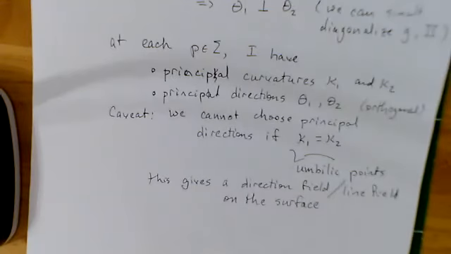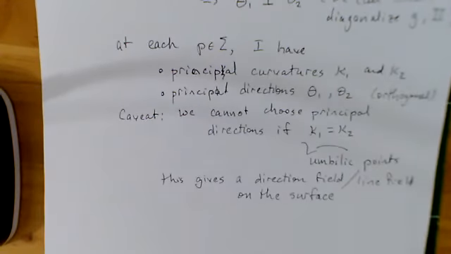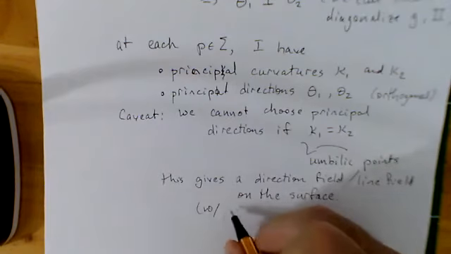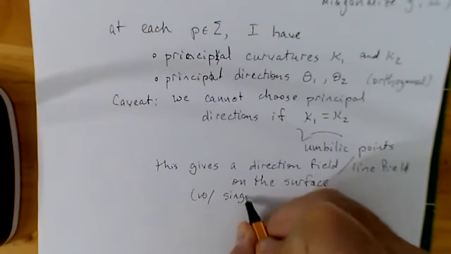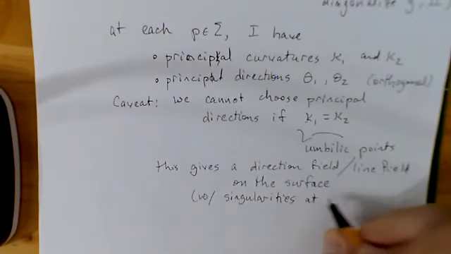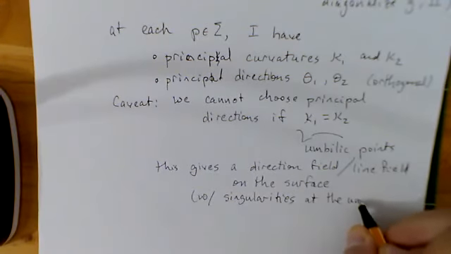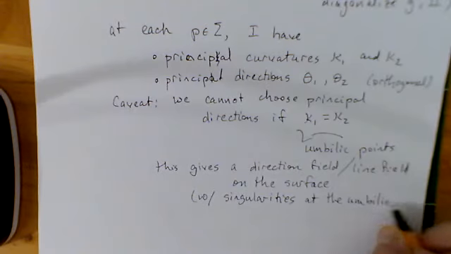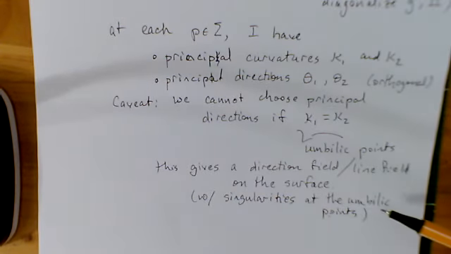And then the fact that this is a direction field with isolated singularities, so this is with singularities exactly at the umbilic points. The fact that this is a line field with isolated singularities gives you a way to count an index of each singular point, and then you can actually get a lot of geometric information about these surfaces.